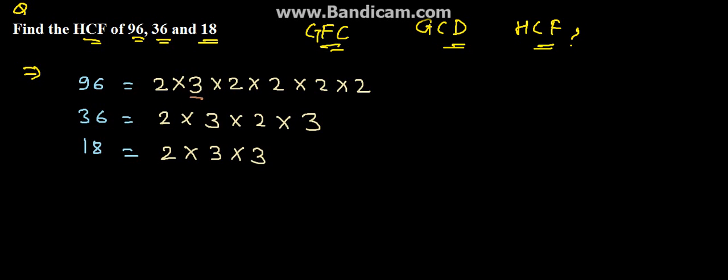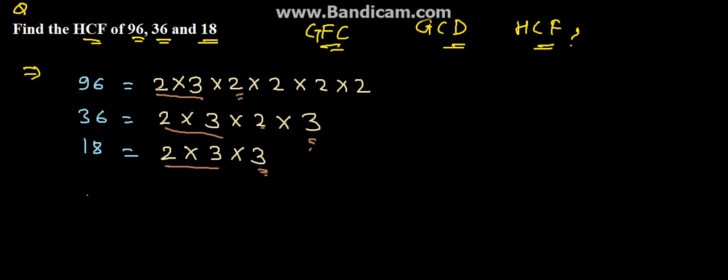So here we have the common terms 2 into 3, 2 into 3, 2 into 3. Here we need to find a number which is common in all the three numbers. So here we have 2, here we have 2, here we have 2, here 3, 3, 3. We have 2 here, we have 2 here, but we don't have 2 here. We have 3 here, we have 3 here, but we don't have 3 here. One more 3 here. So the two terms that are common in all of them are 2 and 3.